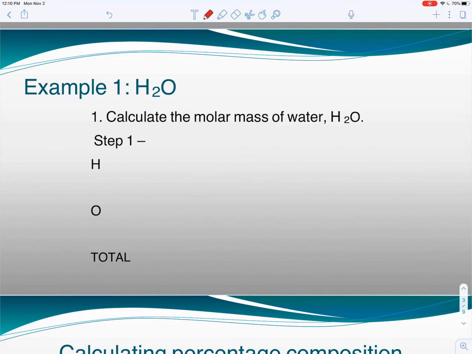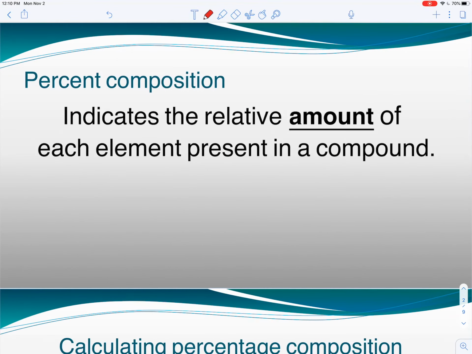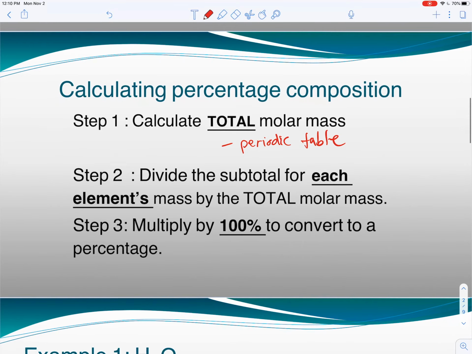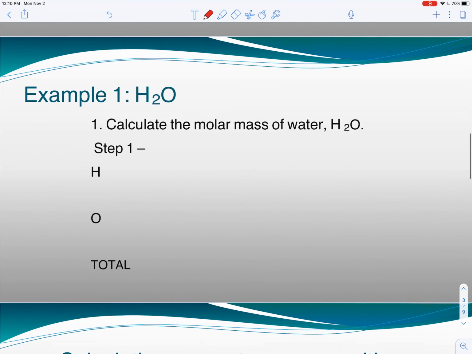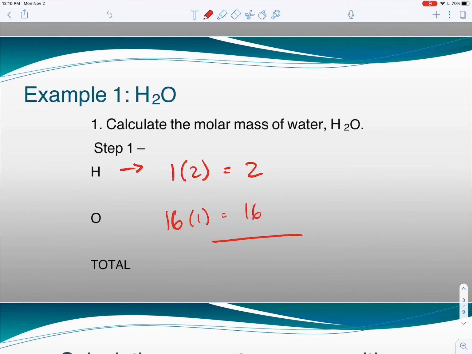So let's do a common compound here, H2O, water. Step 1 was, again, calculate the total molar mass. So we want to break up each compound by its elements. Hydrogen, the mass is 1, and I know there's 2 of them, so that's going to be 2. Mass of oxygen is 16. Again, I'm getting these numbers from the periodic table. There's one of those, and that's 16.